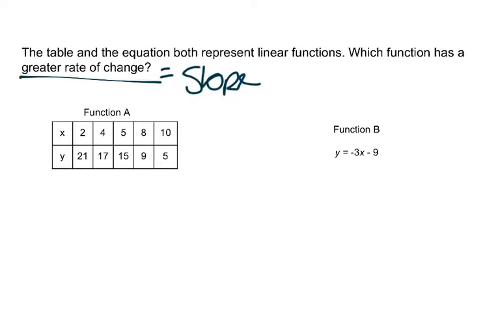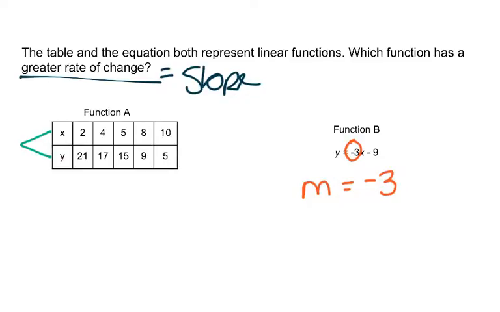Okay? So let's look at the equation first. The equation is the easy one because we know that in the equation, the slope or the rate of change is the coefficient. So we know for function B, the slope is -3. Let's look at the table. That's a little bit different because we have to use a formula. And I want you to remember, looking at this, that this table is sideways. So the x value is 2 and the y value is 21.